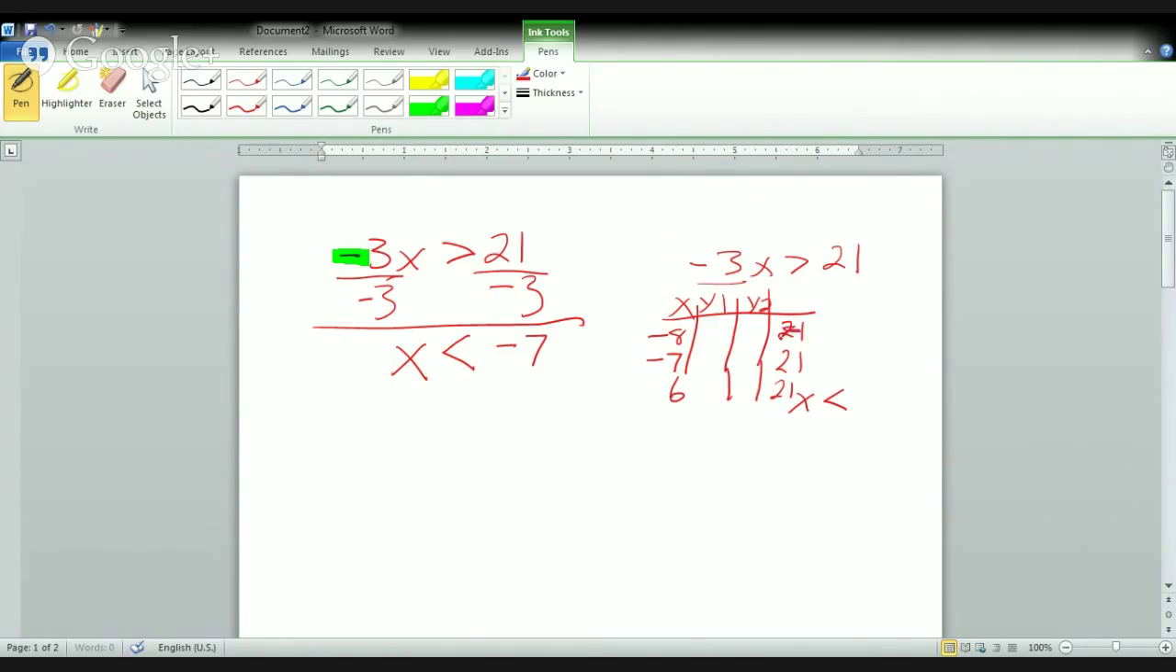Oh, I'm sorry, that should not have been 21, 21, 21. -8 times -3 would be 24. -7 times -3 is 21. And this would be 18. So we would see here that these are the same. So my answer to X is this.